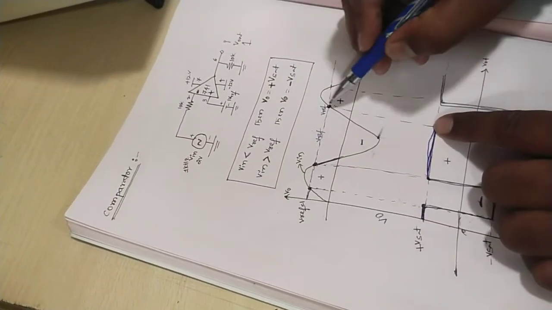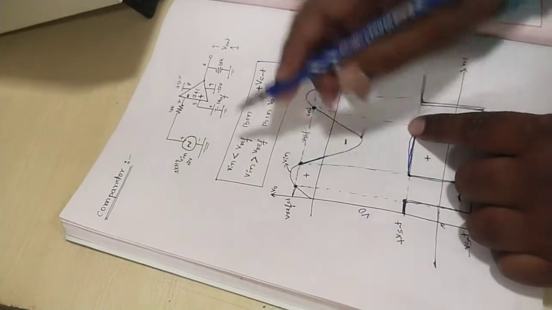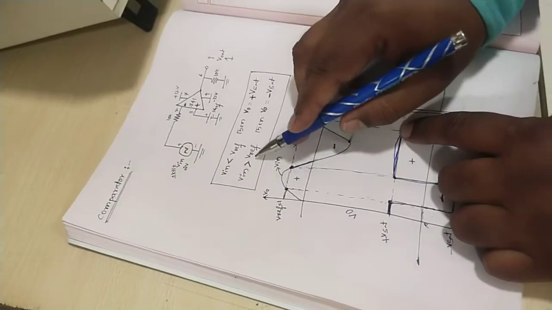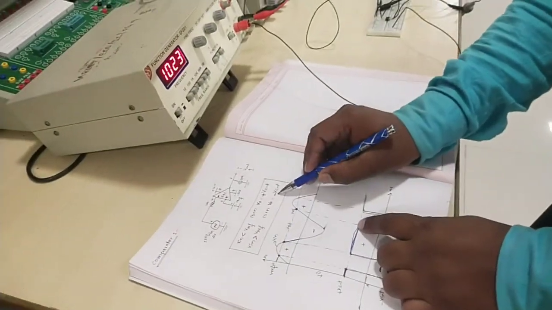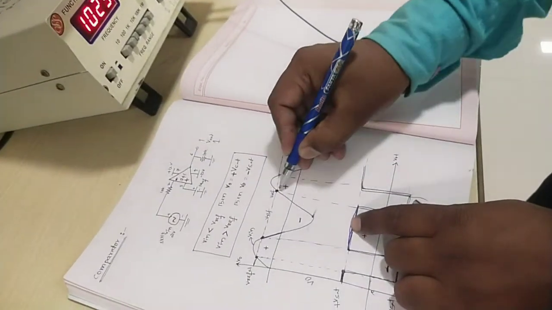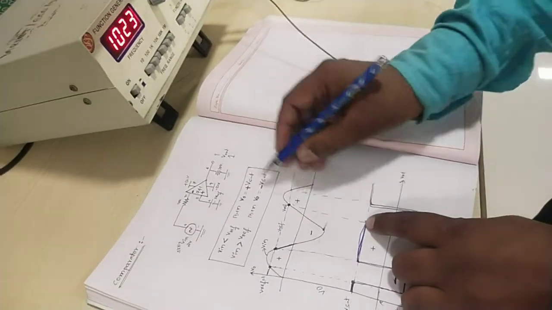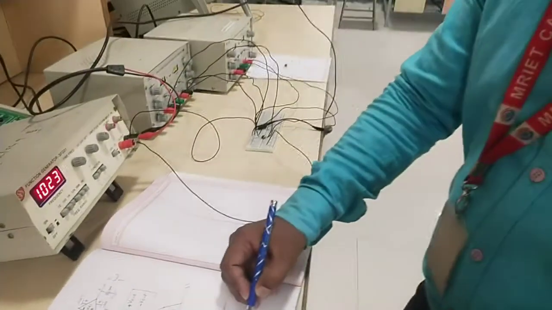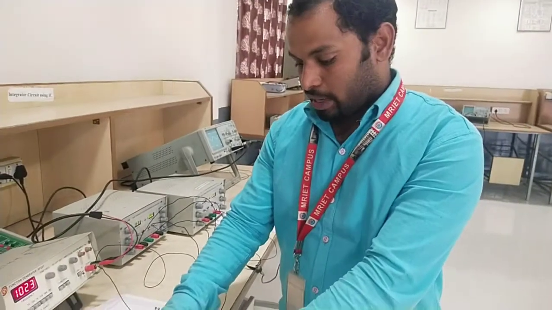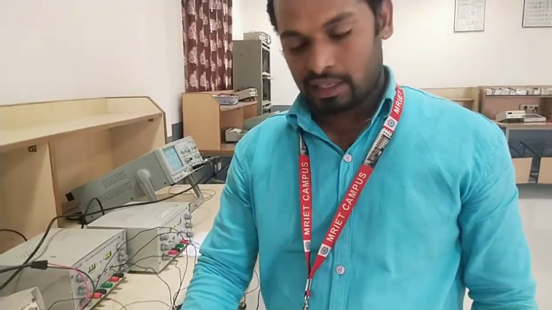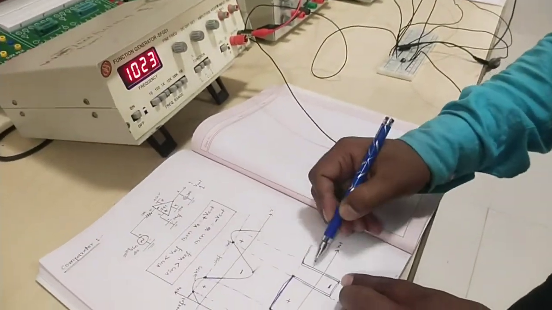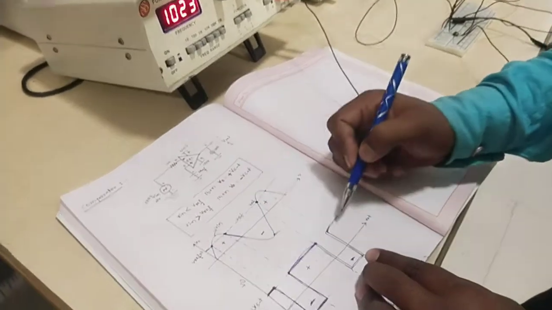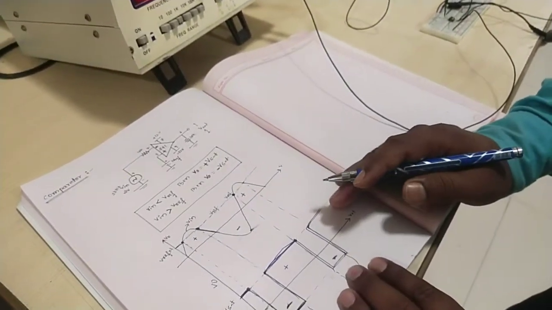After that, at this point Vin is greater than V reference, then the output will be minus V sat. From this point the output will be minus V sat, which is nothing but below the x-axis, represented by this minus symbol. Then after that, this waveform will be continuous.